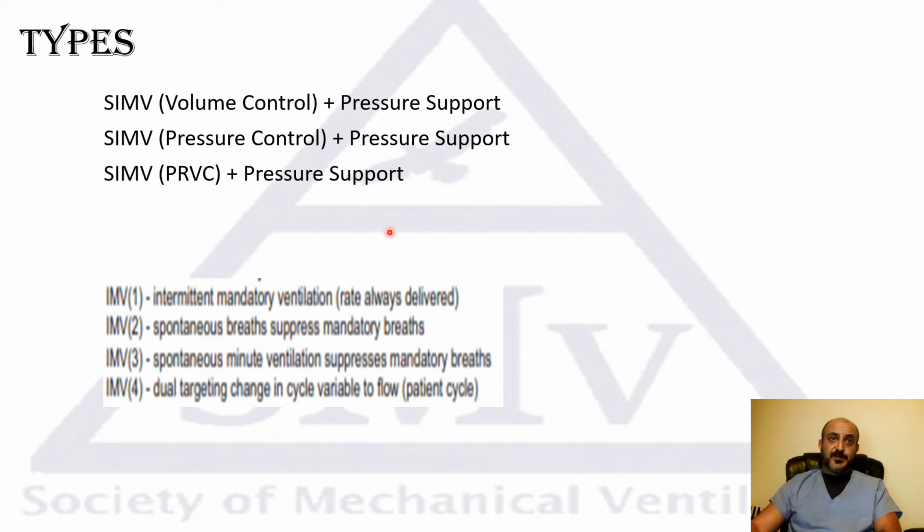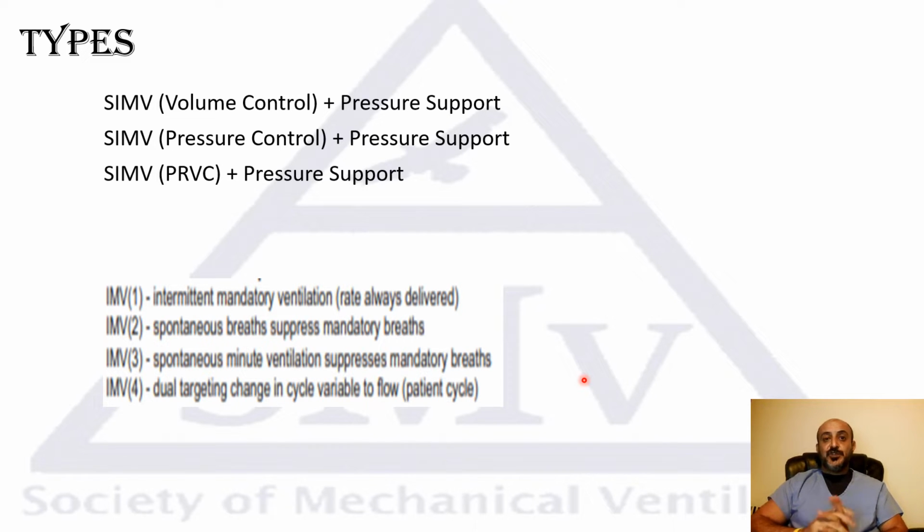And there are basically 4 types of IMV. IMV1, which means that the intermittent mandatory ventilation rate is always delivered. So if you set the rate at 10 and the patient is breathing 16, he will get 10 mandatory breaths regardless. IMV2, the spontaneous breath cancels or suppresses the mandatory breath. So again, if you set the rate at 10 but the patient is breathing above it at 16, he will only be getting 16 spontaneous breaths.